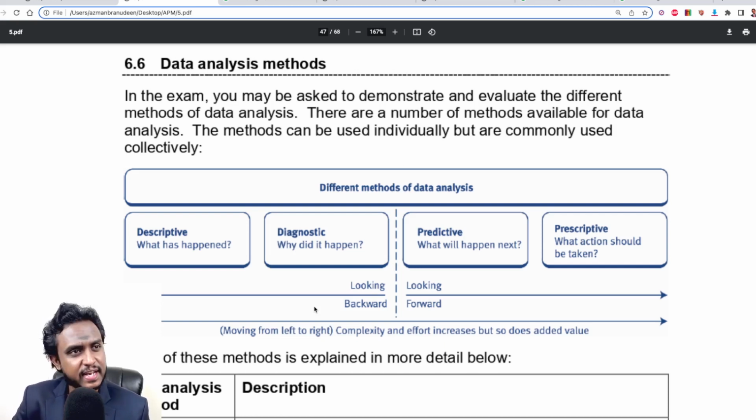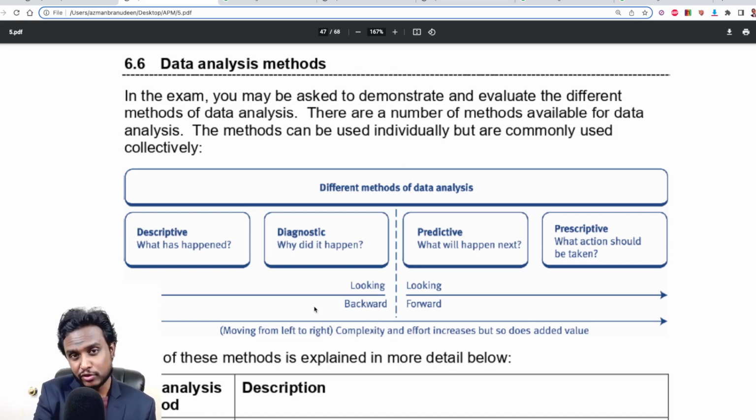And the best way to understand it is by looking at the sub questions that they answer. Descriptive is what has happened, right? What has happened, looking backward basically. Descriptive analytics is looking at what has happened. Diagnostic analytics is why did it happen, identifying the root cause. Predictive analytics is what will happen next, future. So what is going to happen next?